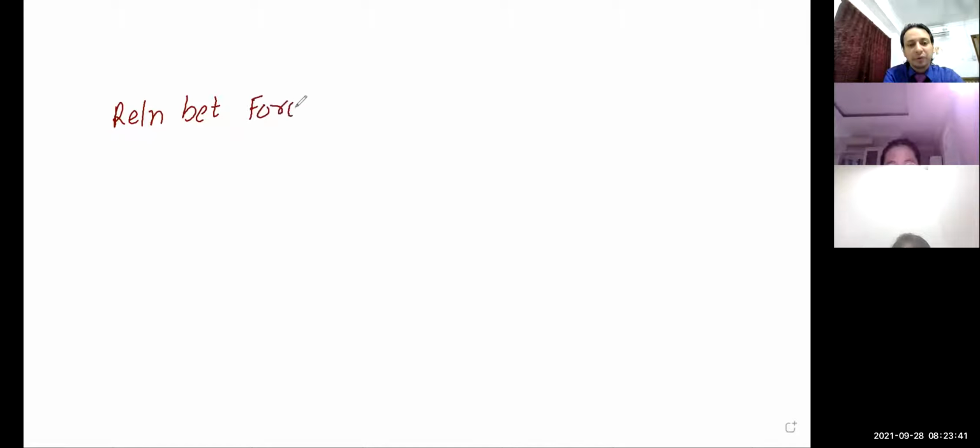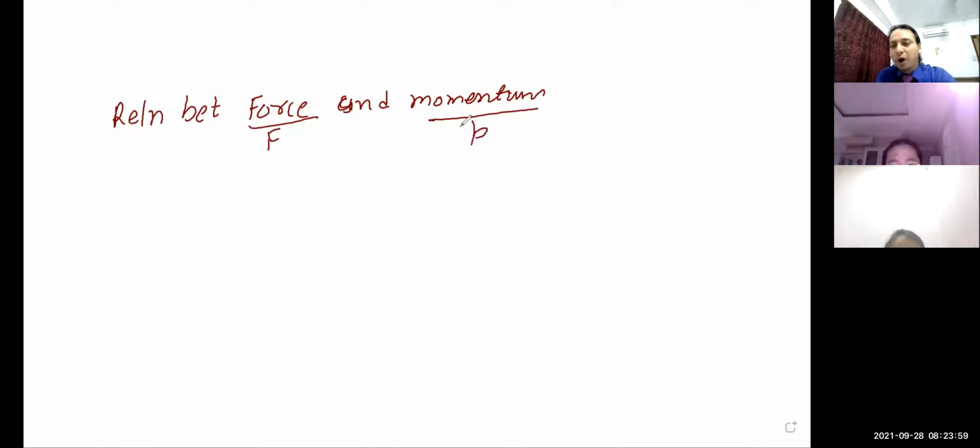Okay, force and momentum. How force is linked with momentum. So that we are going to find force, we can write F, and for momentum we can write P. So how F and P are related to each other, we are going to find out that relation.